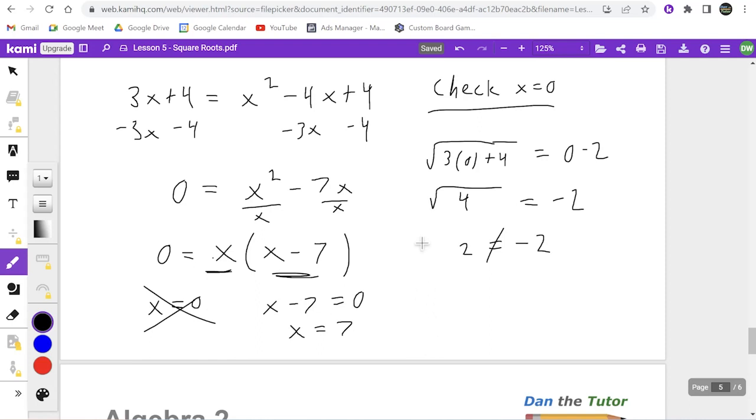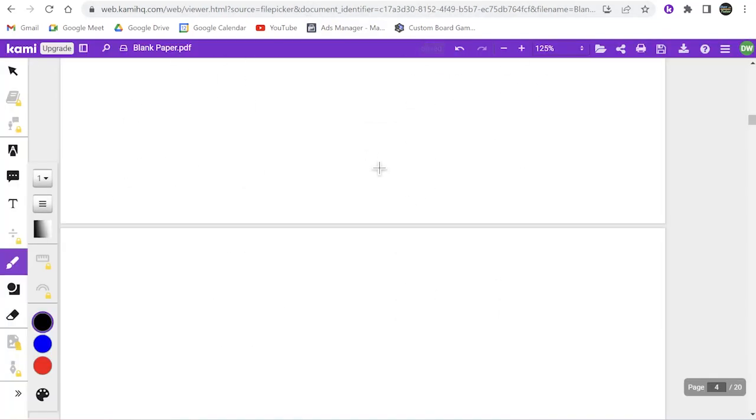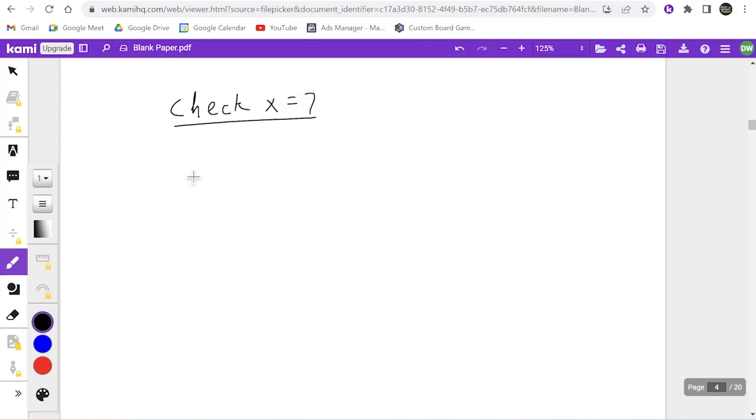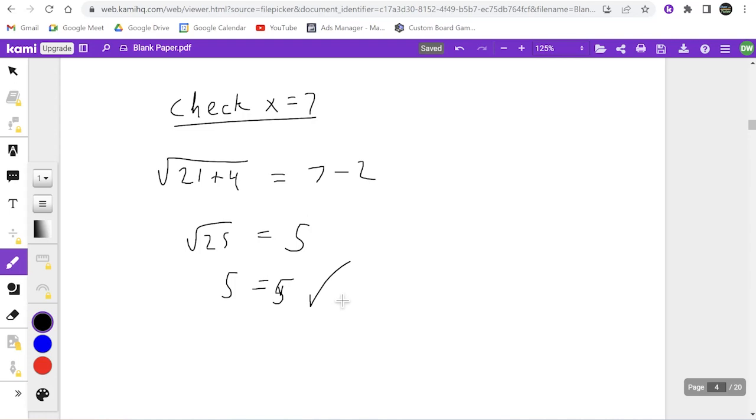And now I still have to check x equals 7. So to do that, I'm going to plug in 7. So 3 times 7 is 21 plus 4 equals 7 minus 2. 21 plus 4 is root 25, and 7 minus 2 is 5. What's the square root of 25? Well, that's 5. So it looks like 5 equals 5. Check. It looks like x equals 7 is our only solution.